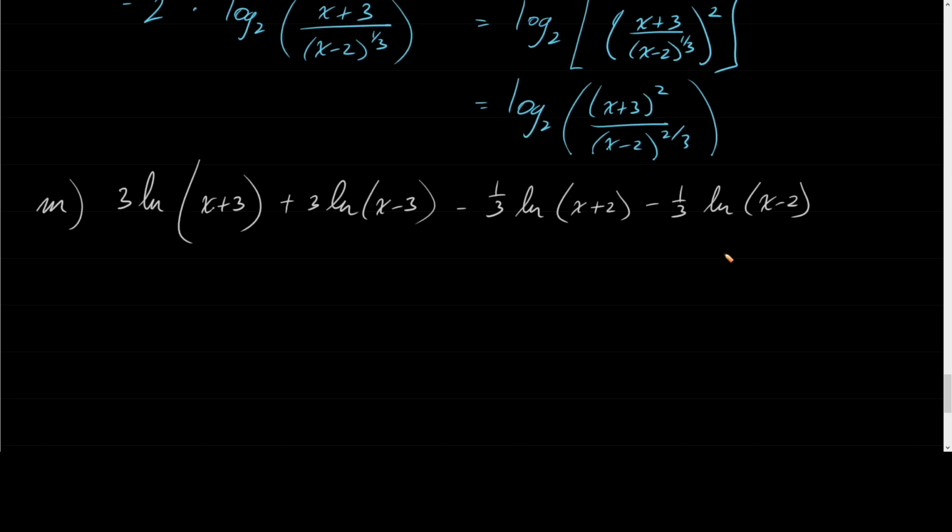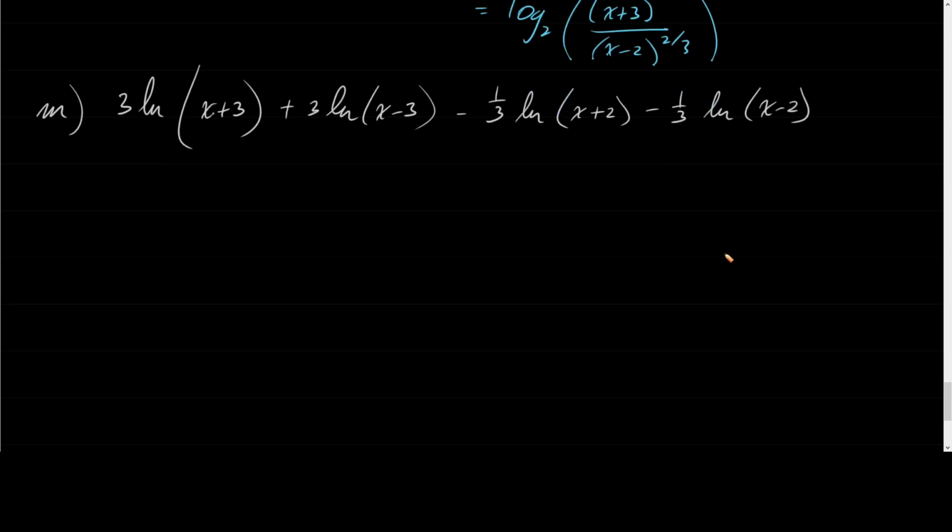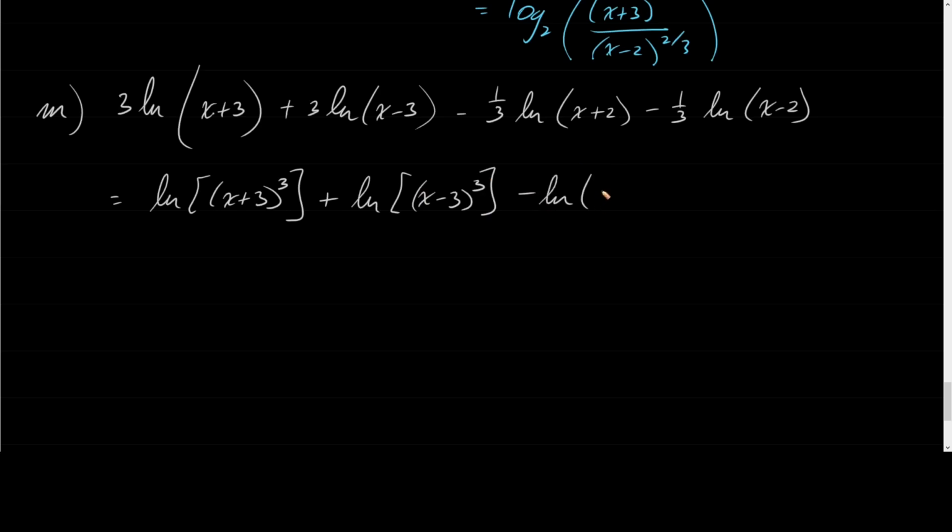All right. So here we go. I'm going to condense this as much as possible. So the first thing I see is power rules all over the place. So ln of (x plus 3) cubed, plus ln of (x minus 3) cubed, minus ln of (x plus 2) to the 1/3, minus ln of (x minus 2) to the 1/3.